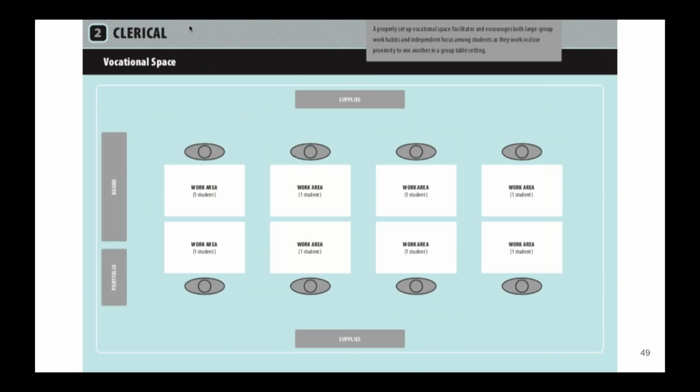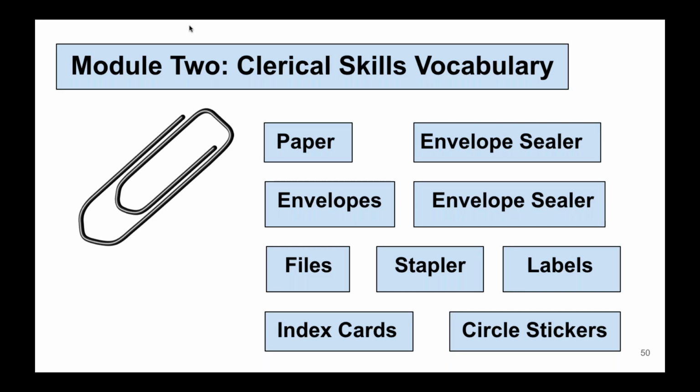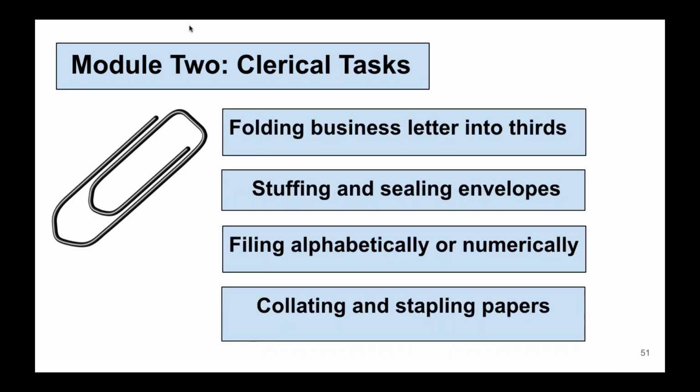This shows for clerical a little bit of a different room setup. I had talked about how in job readiness, you were sort of facing the board more, and we were doing more of those lessons related to job appropriate work attire and communication. But now with clerical, we're going to get really into hands-on opportunities. We're going to work with materials such as for mailings, envelopes, files, staplers, paper, envelope sealer, index cards. With module 2, you're working on things such as folding business letters into thirds, stuffing and sealing envelopes, filing alphabetically, as well as collating and stapling papers.